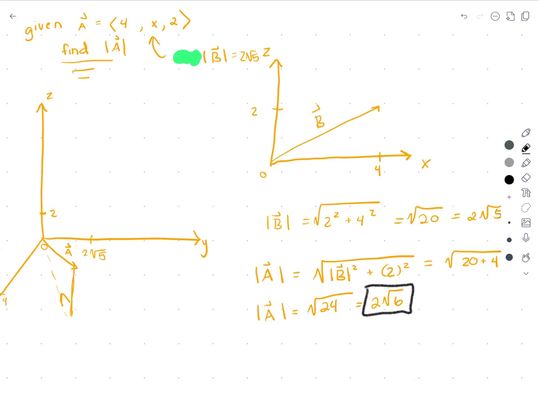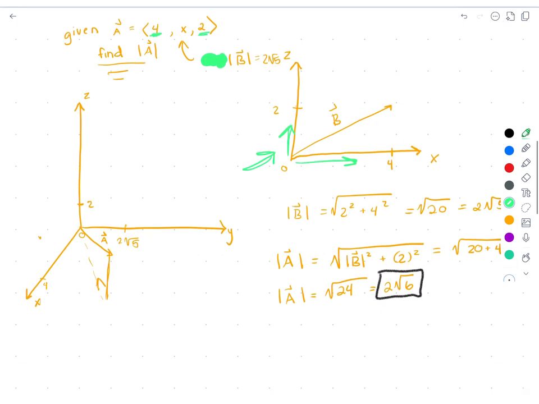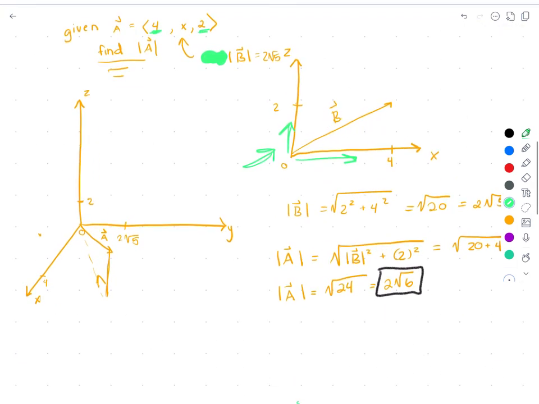Okay, so now let's check our answer. For this problem, my answer that I got was 2 root 6 for my final. And I got this by saying that I know that I have this length and this length, which would give me this triangle over here, a triangle that's 2 units up and 4 units over. Then I can use the Pythagorean theorem to say that 2 squared plus 4 squared, and the square root of that would be equal to the length of B.